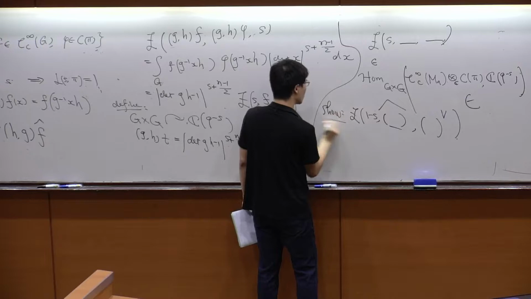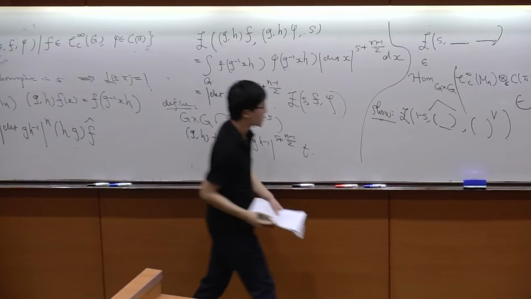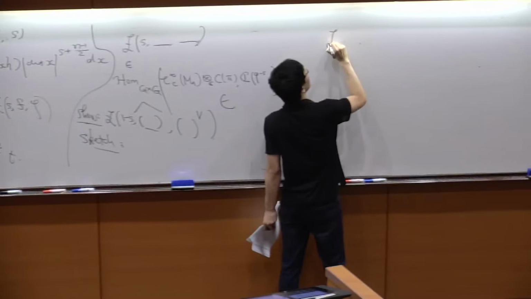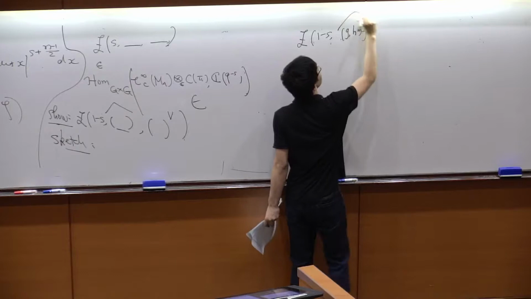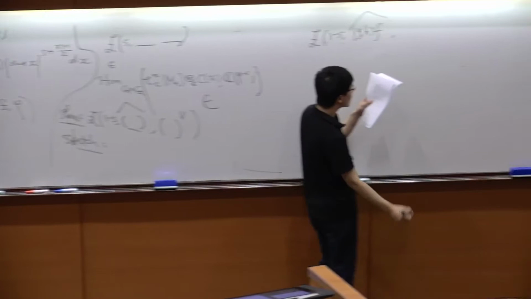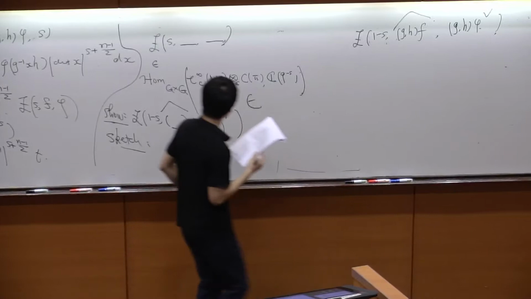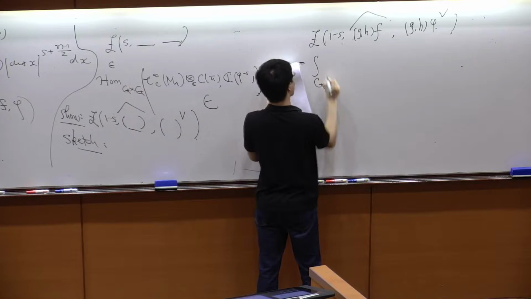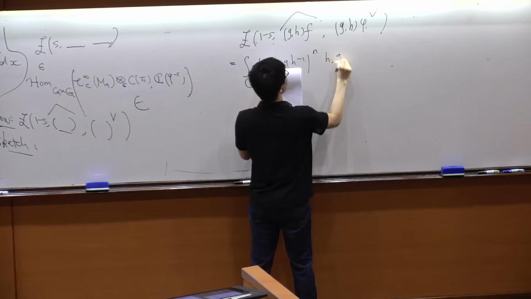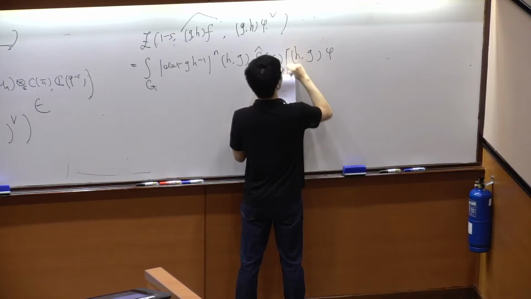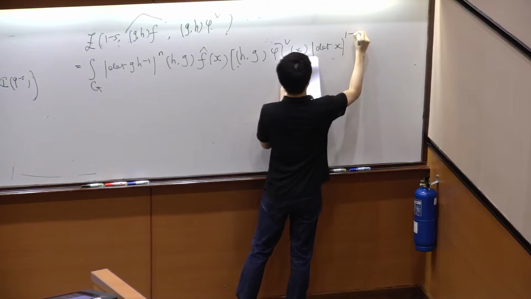Again, this follows from explicit calculation. We pick up some test function f and run the procedure. You take (g,h) acting on f, take its Fourier transform, and apply (g,h) to φ and take the contragredient. Then you write down the definition. So this is the zeta integral of |det(gh⁻¹)|^n times the Fourier transform of f evaluated at x, as we just have seen, and here is (h,g) of φ. Then you take the check of x, and here's |det x|^(1−s+(n−1)/2) dx. Anyway, you just write down the definition.